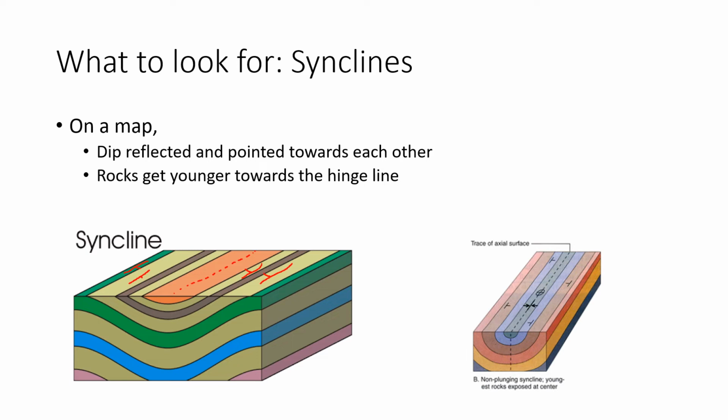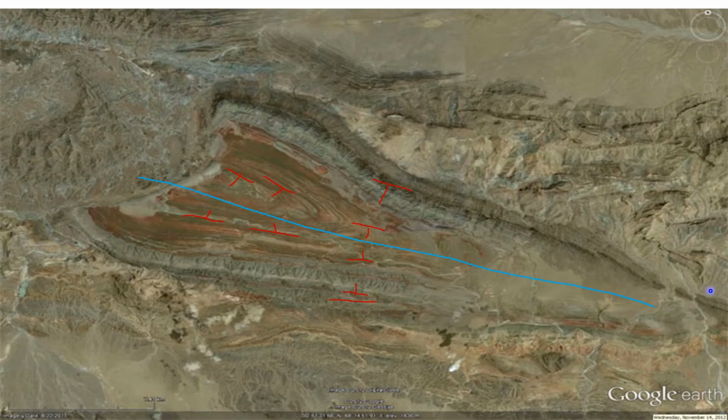Now what's going on with the rocks and their ages is that they're going to get younger as you go towards the hinge line. If we say green is our oldest rock, then yellow is younger, brown is even younger, and the youngest rock is going to be in the middle. So here is a syncline where we have strike and dips going in, and here is our axial trace. That means this is the youngest rock in this area here.